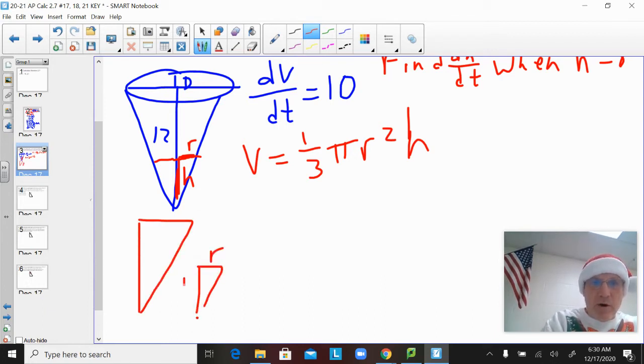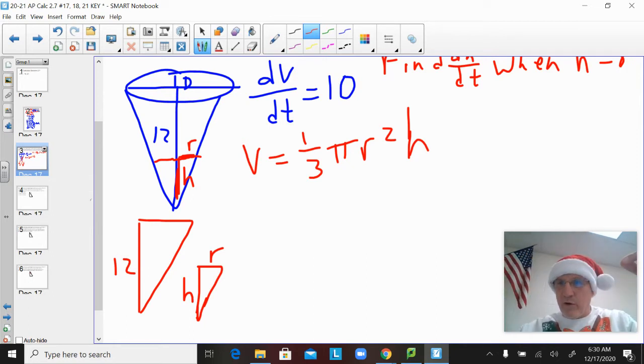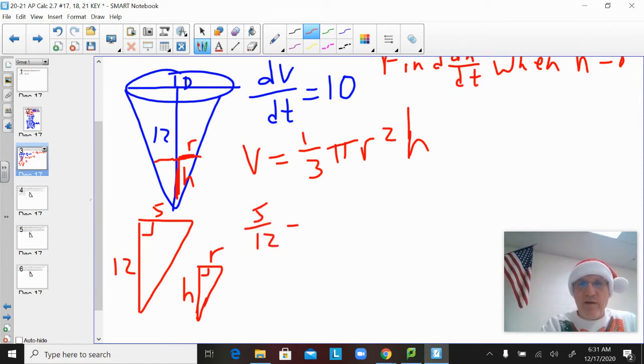The little one is my R and my H. That's the water. The big one is 12, and if it's 10 up all the way across the top, it's just 5, half of that. I have two similar triangles because there are right angles there. So I can write that as a proportion. I can write this as 5 over 12 equals R over H.